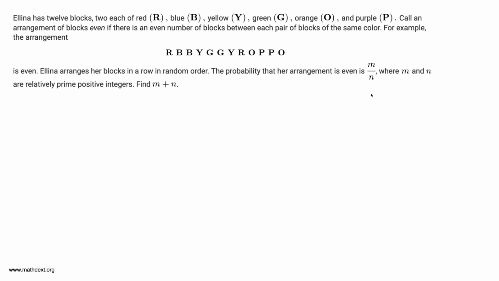And you're going to arrange them. And you want to find the probability that, let's say, the 2 red blocks have an even number of blocks between them, and the 2 orange blocks have an even number of blocks in between them.